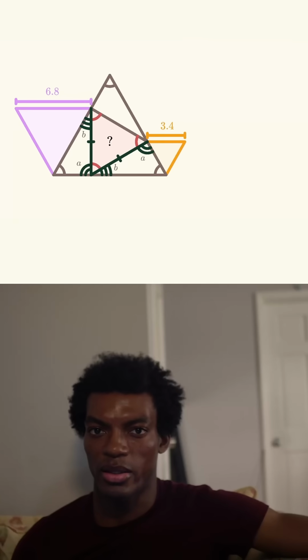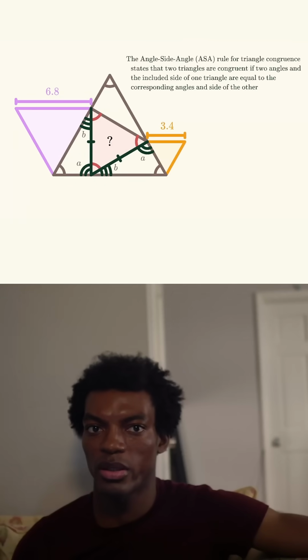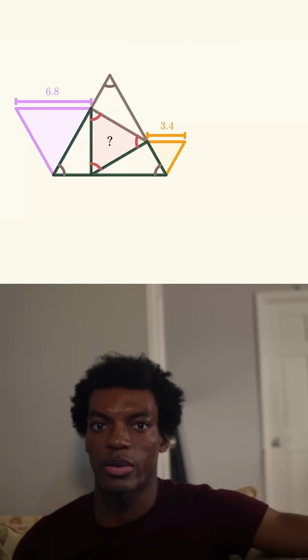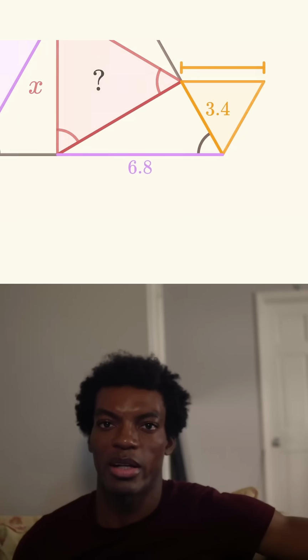Because these 2 triangles have 2 congruent angles on either side of a congruent side, we can prove the congruence of the 2 triangles with the ASA, or angle side angle postulate. Now that we know these 2 triangles are congruent, we know their corresponding side lengths. Let's take a closer look at the bottom right triangle.